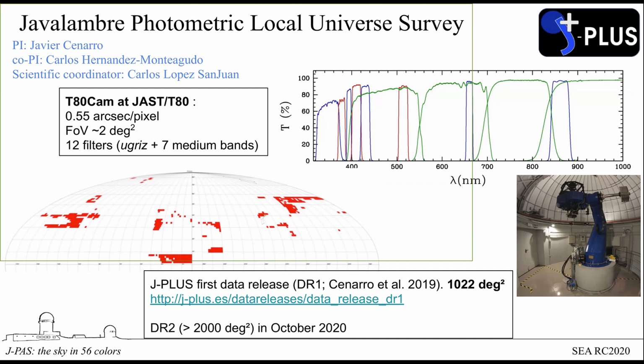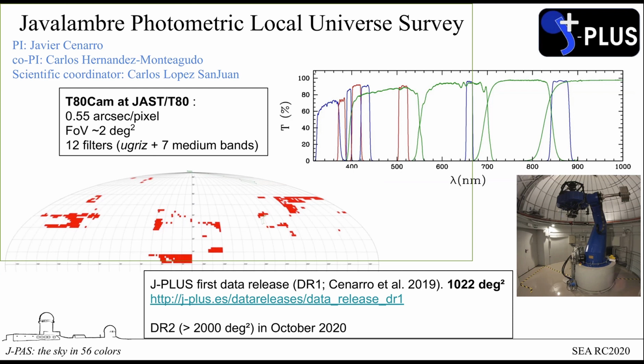JPAS has been gathering information for 4 years. The first data release was made public 2 years ago in Salamanca. That was basically 1,000 square degrees. With these 12 filters, you can access the data. They are public at the link that you have there. And we expect the second data release, with more than 2,000 square degrees, in October. The initial plan was to make this release in the SEA, but okay, you know the situation.